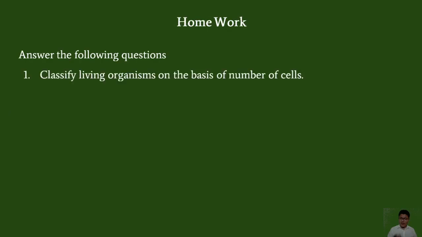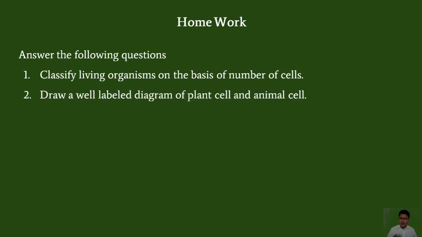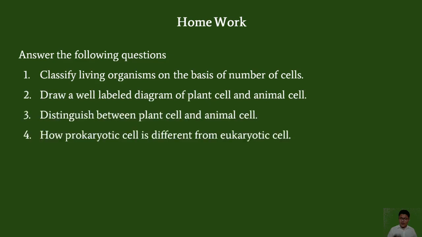Now with this you have to do some homework. You have to answer these questions. First, classify living organisms on the basis of number of cells. Second, draw a well-labeled diagram of plant cell and animal cell. Third, distinguish between plant cell and animal cell. Fourth, how is prokaryotic cell different from eukaryotic cell?